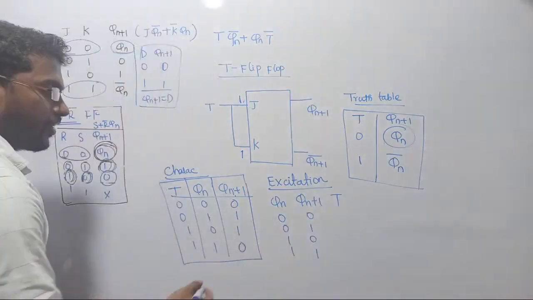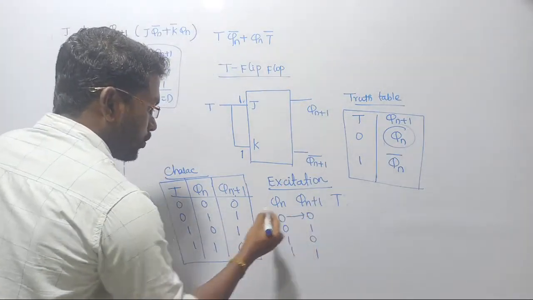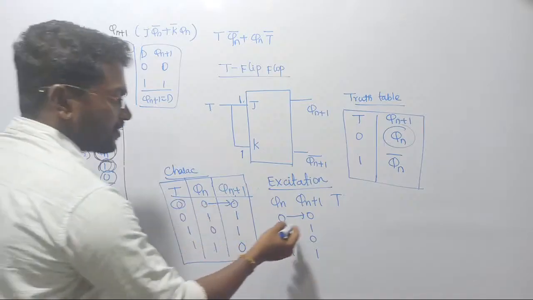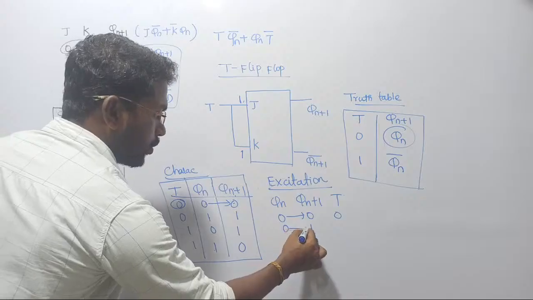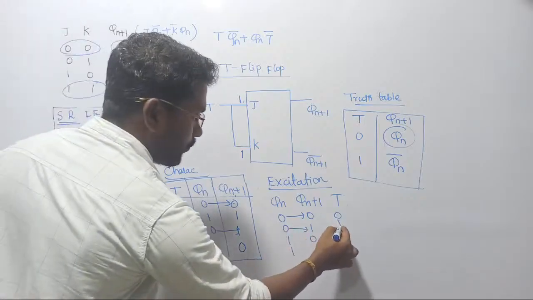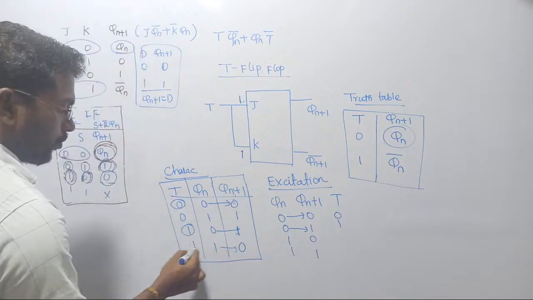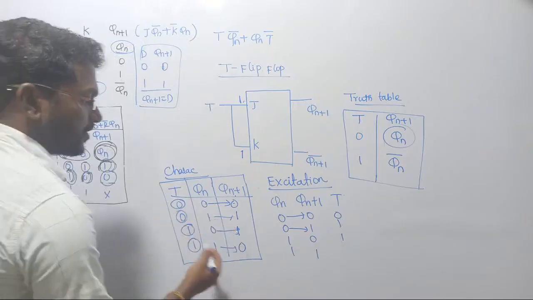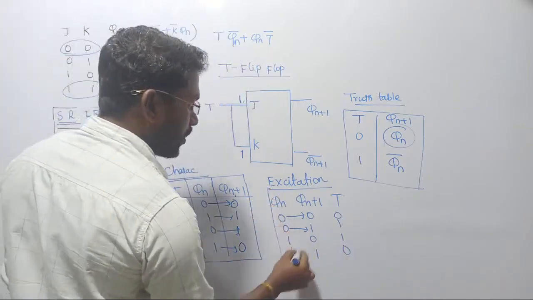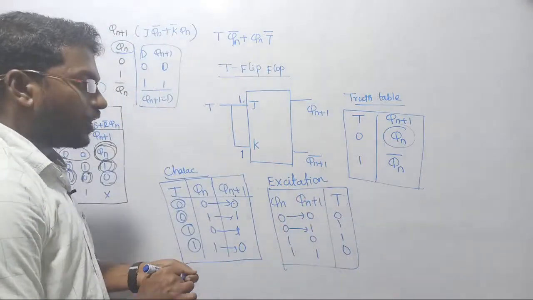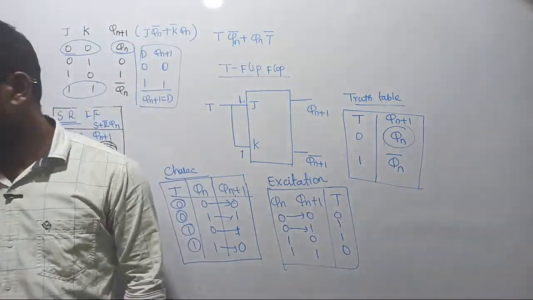Let us see, whenever we are going from 0 to 0, that is Qn is 0 and Qn plus 1 also 0, T value is 0. While going from 0 to 1, T value is 1. While going from 1 to 0, T value is 1. While going from 1 to 1, T value is 0. This is going to be the excitation table. Now immediately after designing the excitation table, we have to implement the state diagram for this system.